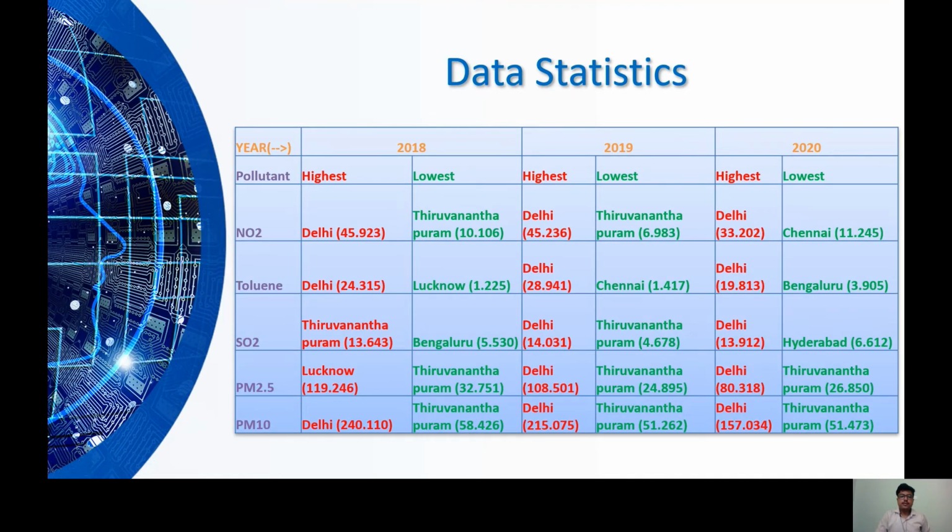Data statistics. This table shows the cities having the highest and the lowest concentration of a specific pollutant for the years 2018, 2019 and 2020. For example, if we take the third row, then it shows that for the pollutant NO2, Delhi has the maximum average NO2 concentration in the years 2018, 2019 and 2020, while Thiruvananthapuram has the lowest average concentration of NO2 for the year 2018, 2019, and for the year 2020, Chennai has the lowest average concentration of NO2. Similarly, we can check for other pollutants too.